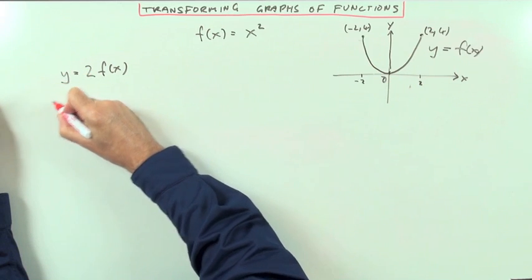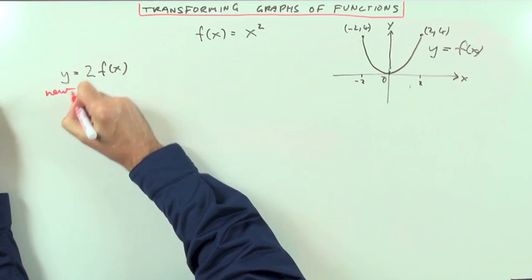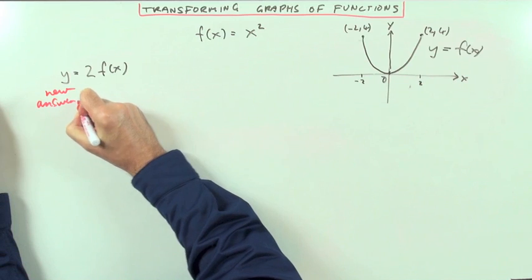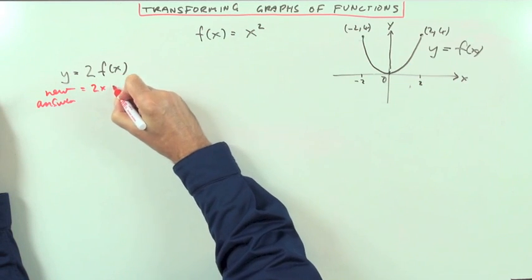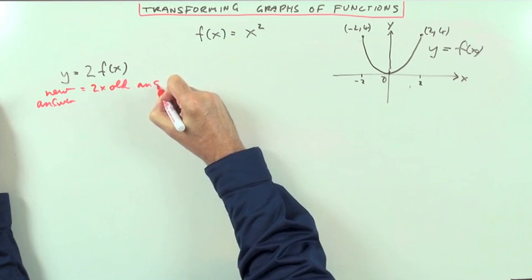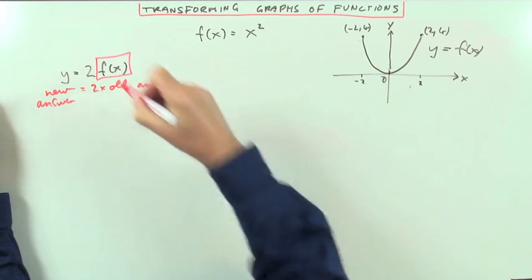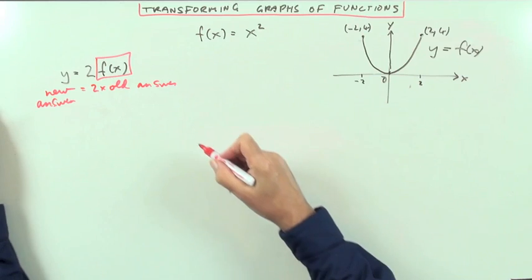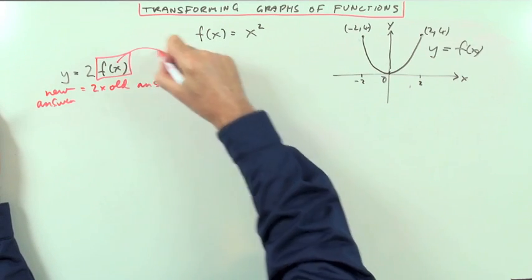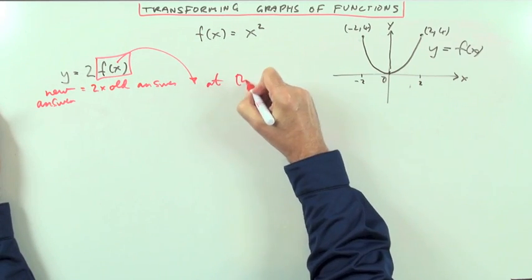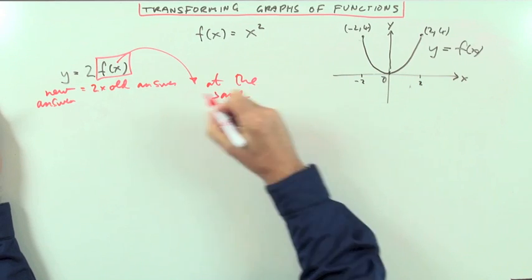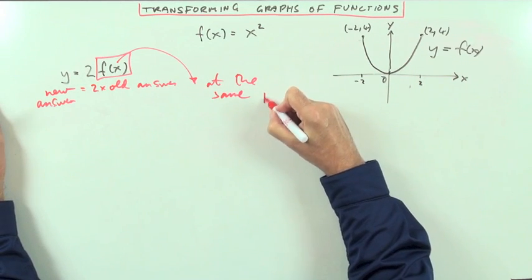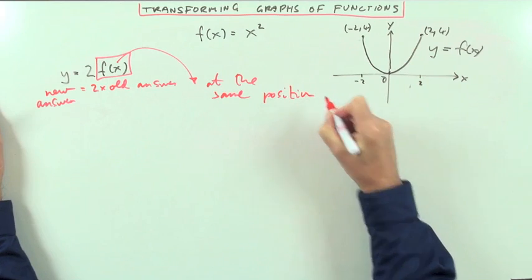Y means your new y coordinate. That's like your new answer. It's going to be 2 times the old answer. That's what this part stands for, the part that was already worked out, the original calculation. It's 2 times the old answer, but at the same position, because it was originally worked out at x, at the same position.